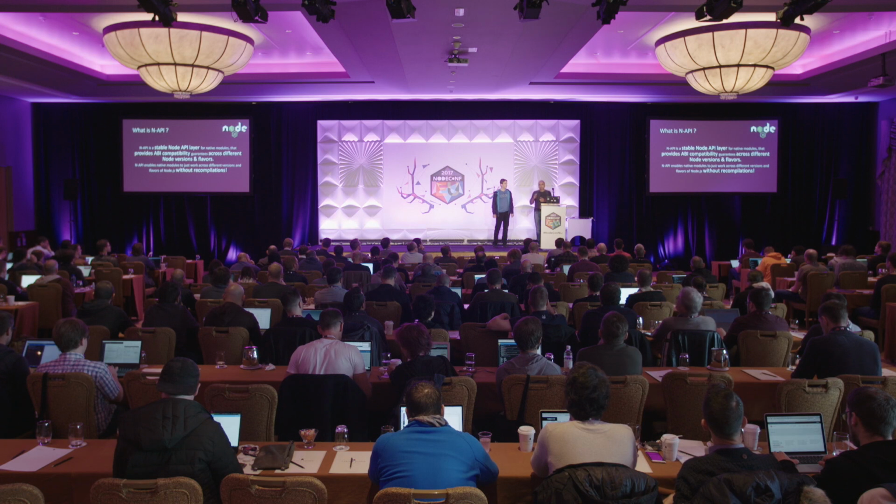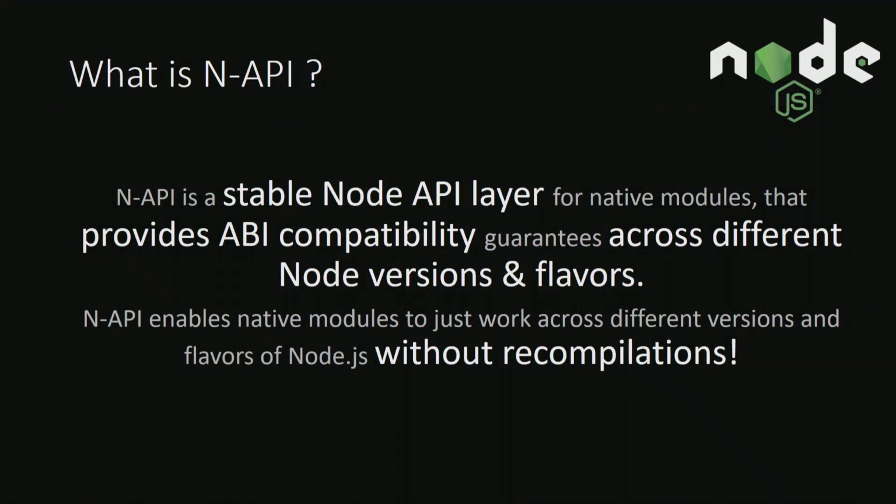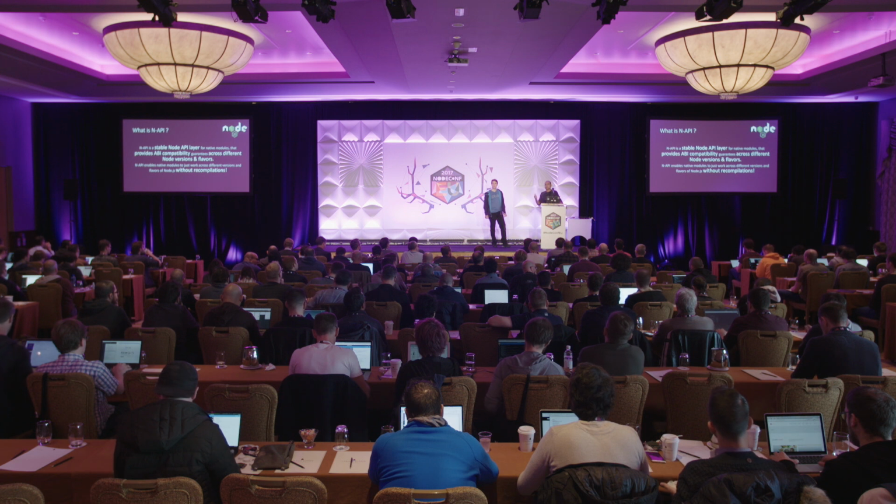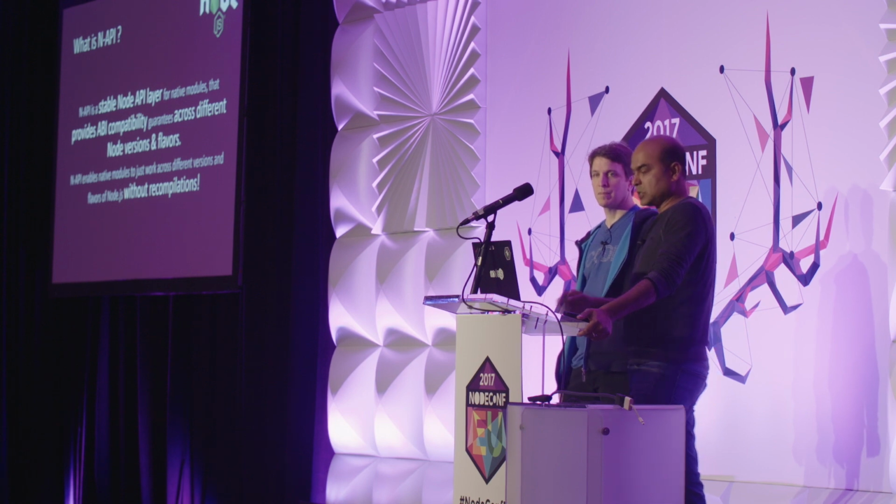So let's start with the first basic question: what is NAPI? NAPI is an ABI stable API layer for Node native modules. This guarantees an ABI stability across different Node versions and also different Node flavors. So today, due to this lack of ABI stability, Node.js native module ecosystem suffers from breakage for every new Node release. According to some estimates, approximately 30% of the module ecosystem gets impacted at every Node release due to these stability issues.